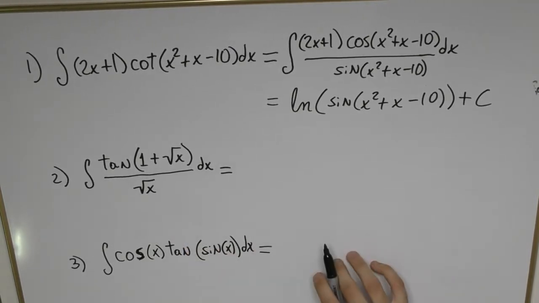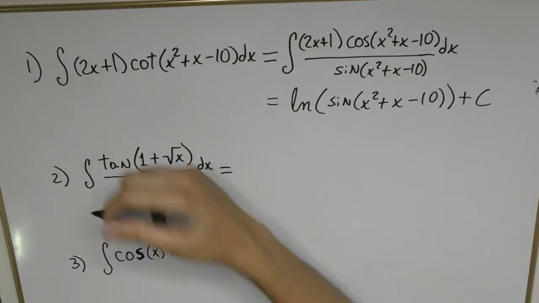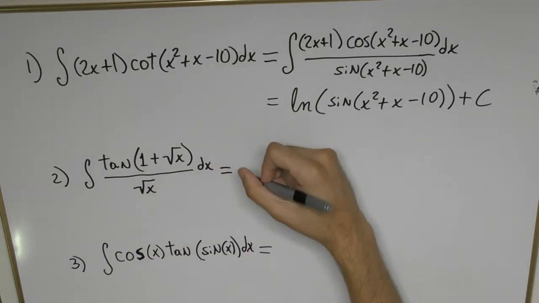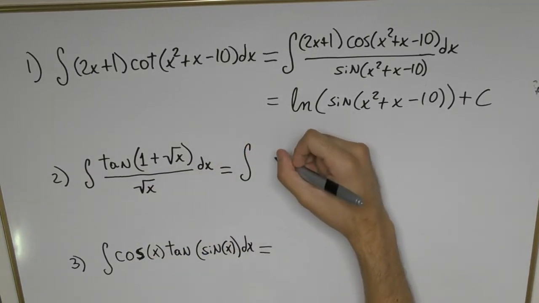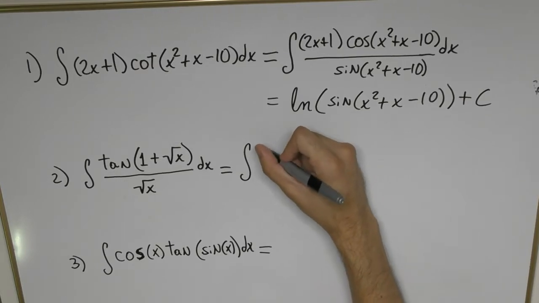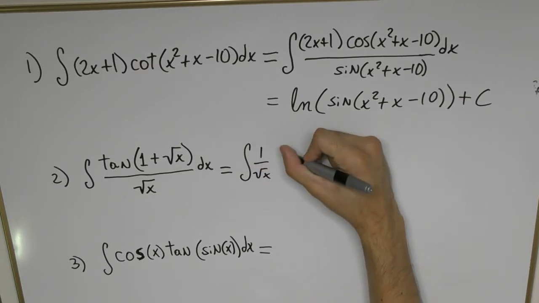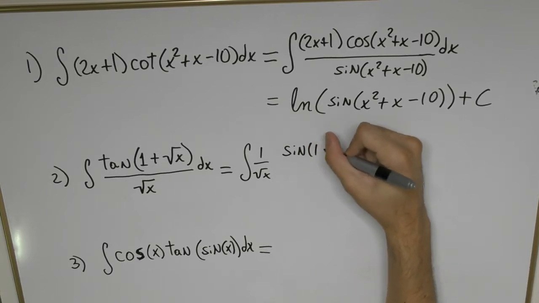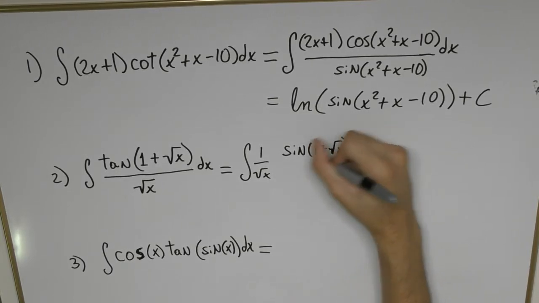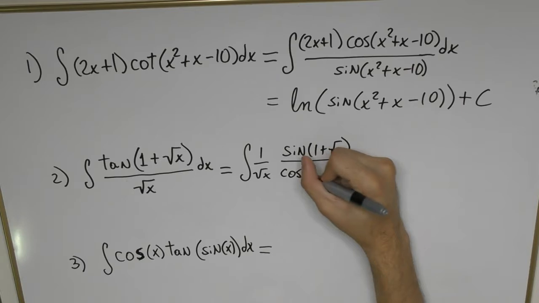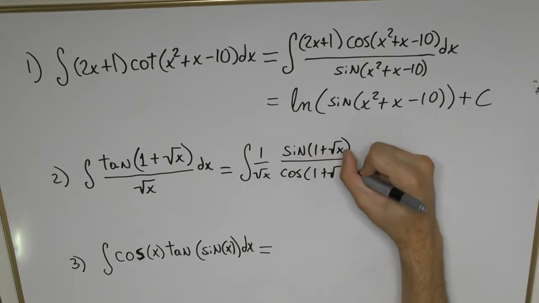This one is a little bit less obvious because we now start off with a rational function. So the first thing we're going to do is, as usual, replace the tangent function by sine and cosine. So we're going to end up with the following. We have 1 over the square root of x, then sine of 1 plus the square root of x, divided by cosine of 1 plus the square root of x.